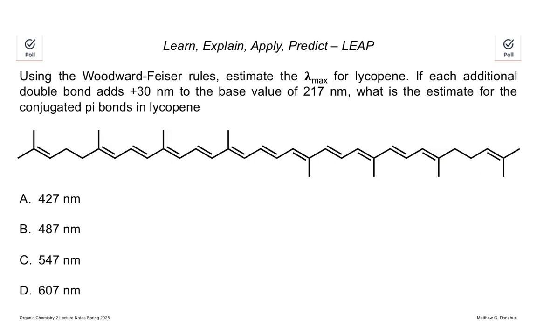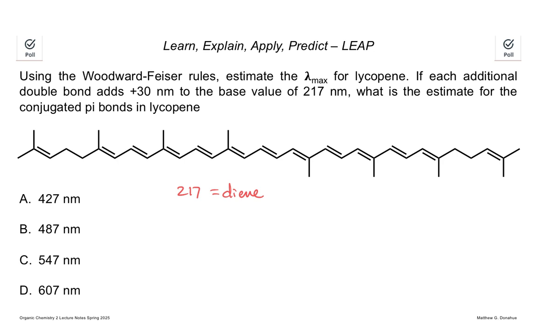So using the Woodward-Fieser rules, estimate lambda max for lycopene. If each additional double bond adds plus 30 nanometers to the base value of 217, what is the estimate? This is for only the pi bond contributions. The next question regards the oxychromes. So we're starting with 217.